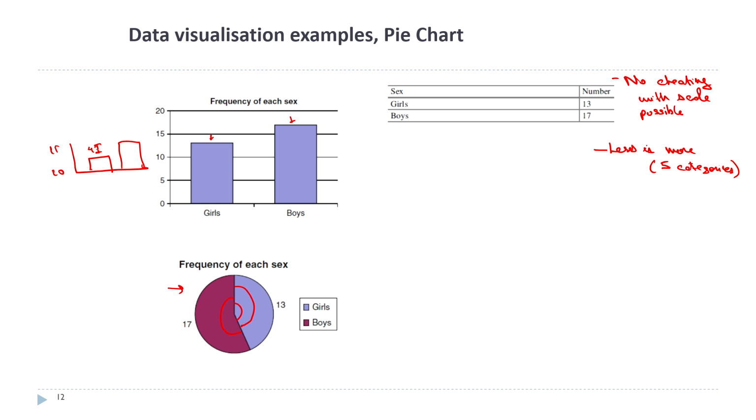So, clear labeling of the chart also has to be there. For instance, if it is only given 13 and 17, it is only a quantitative figure. If I need to convert into percentages, I can give percentages even here. That is an important characteristic.